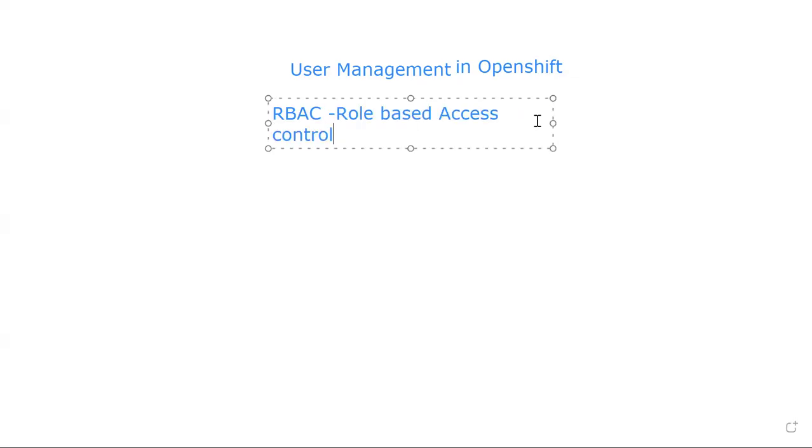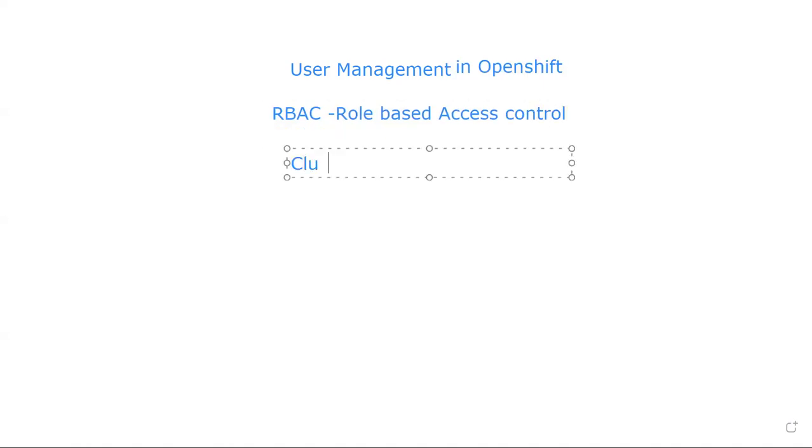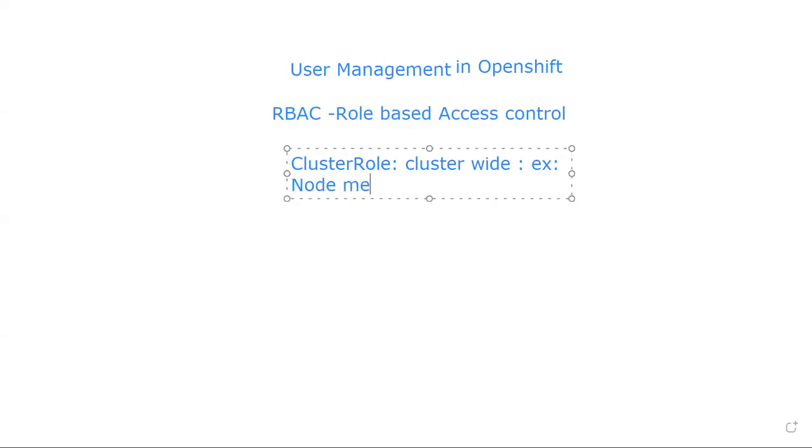Here we will have something called cluster level access, or cluster roles. This cluster role will have cluster-wide permission. Like, for example, you want to see node, memory, and CPU. Node is nothing but your worker node. You need to have a cluster role for it.